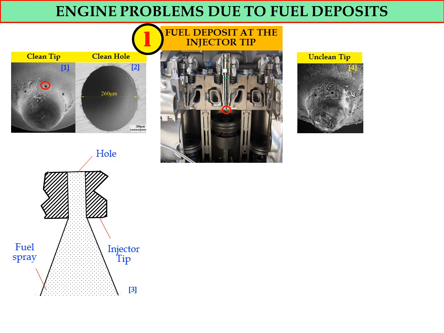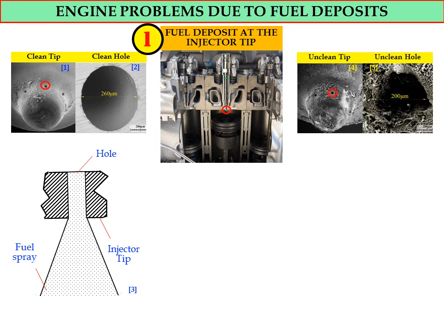Now you can see figure number 4 shows the unclean tips due to the formation of fuel deposit on what I call the injector tip surface. If you refer to the figure of clean holes and unclean holes shown in figure number 5, we can see that the diameter of the hole reduced from 260 micrometer. Due to the formation of a deposit layer at the holes, the diameter reduced to 200 micrometer.